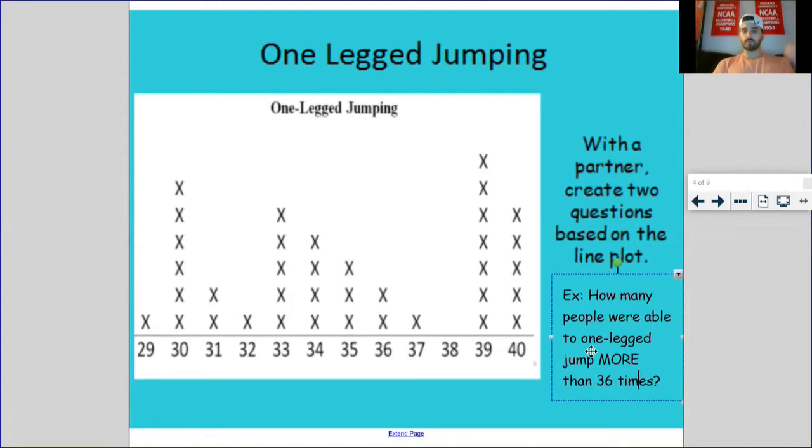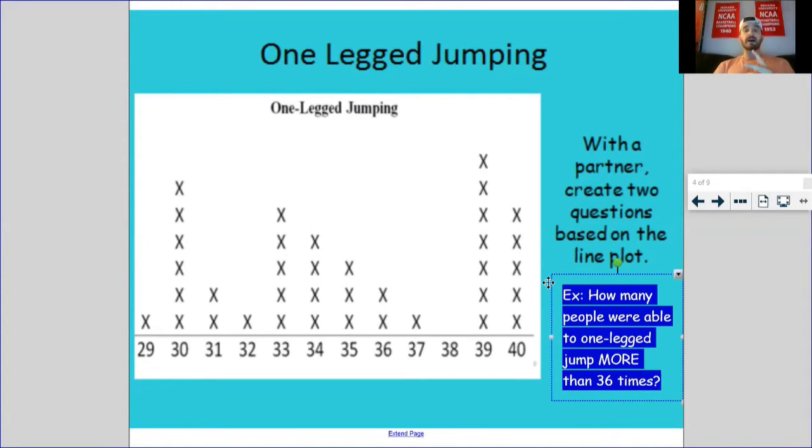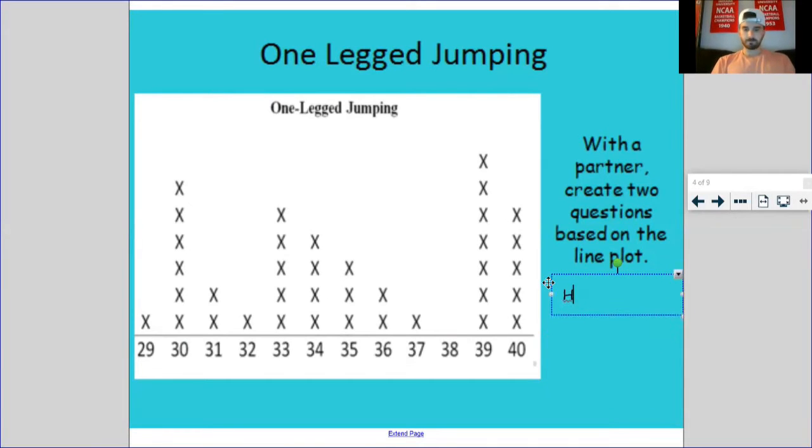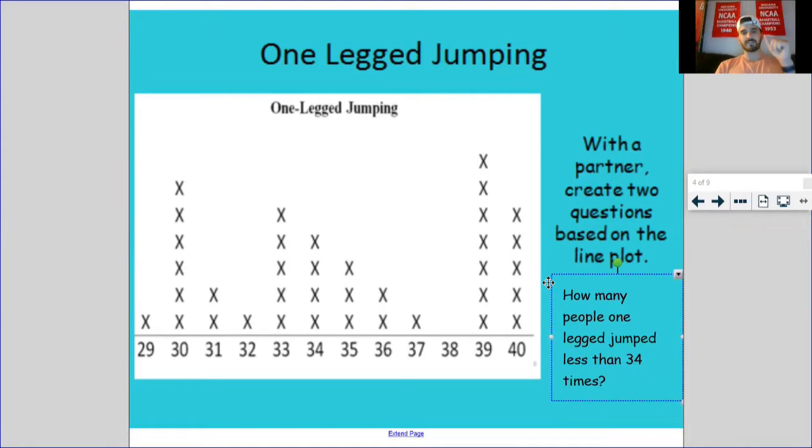So I'm going to erase this question real quick. I'll type, let's just do 2 real quick. I'm going to type the question. I'm going to read it out loud. What I want you to really do is pause the video, take the time to count with your fingers, and see if you can get the answer. So let's say, how many people one-legged jumped less than 34 times? Pause the video, look at your line plot, physically count with your finger, and see what you get.